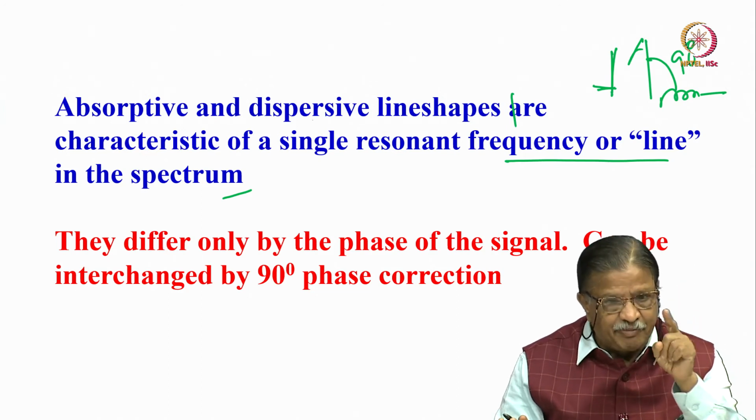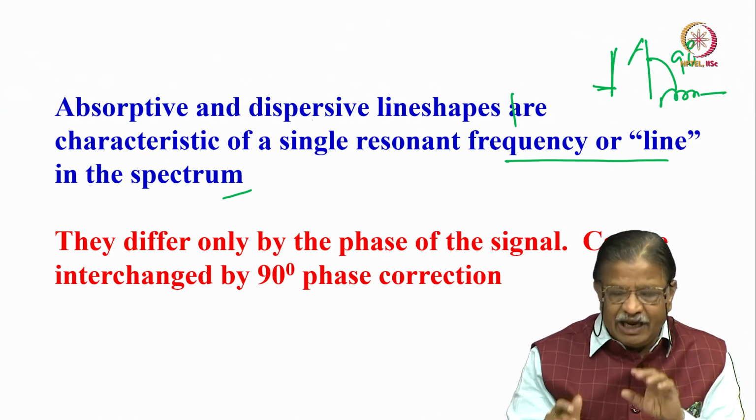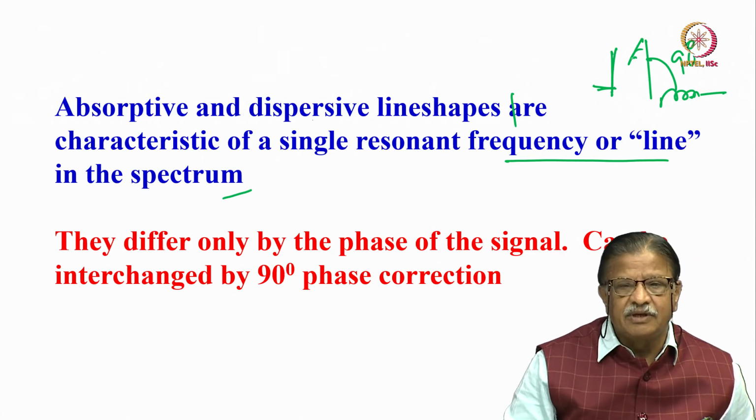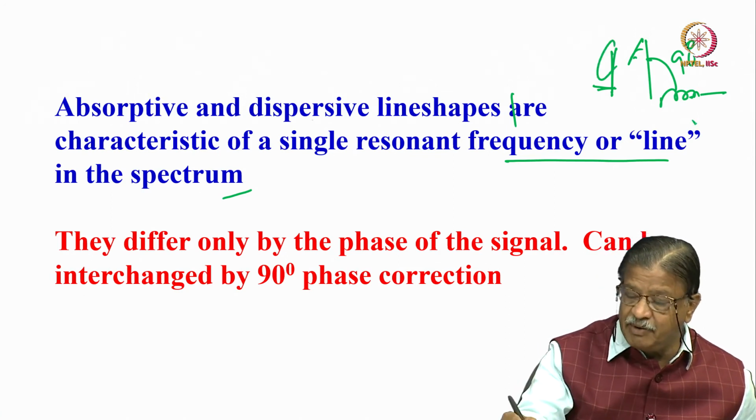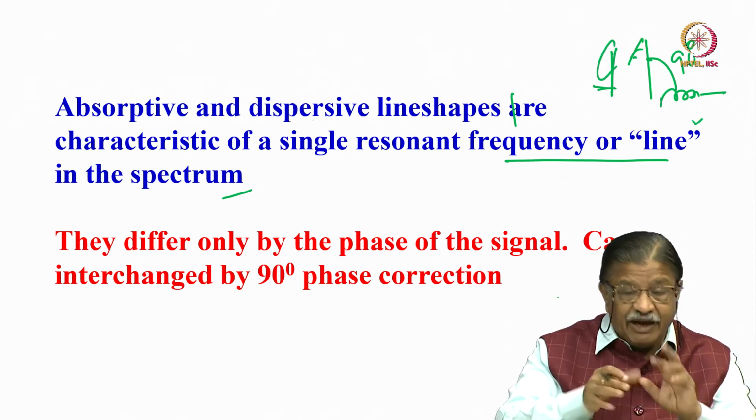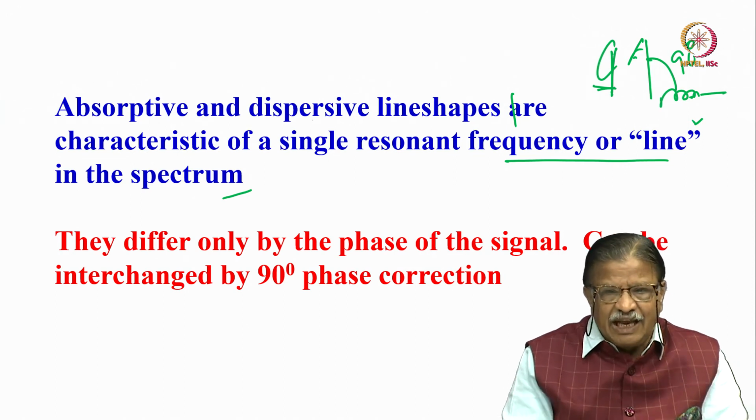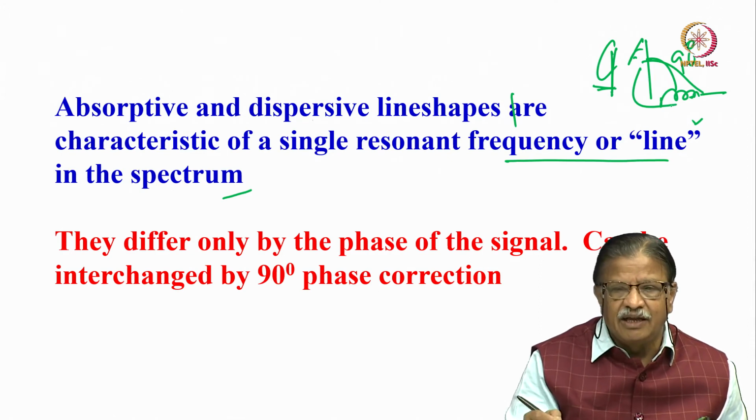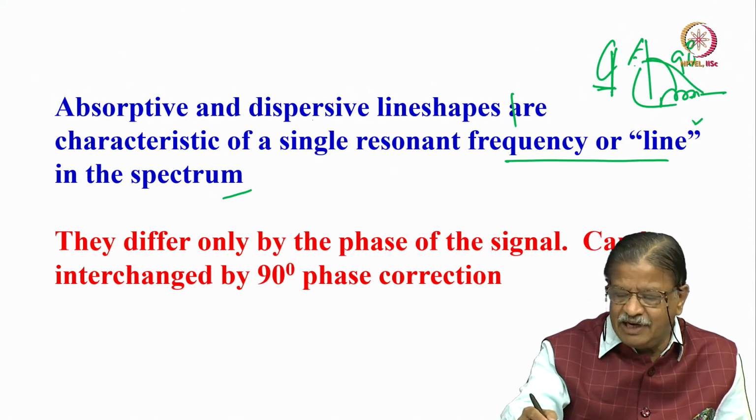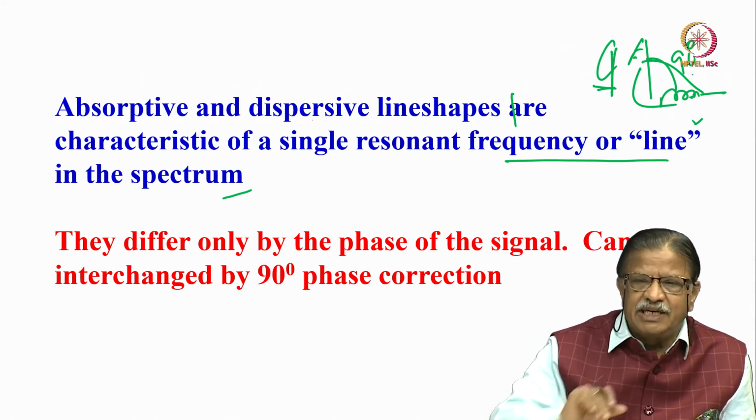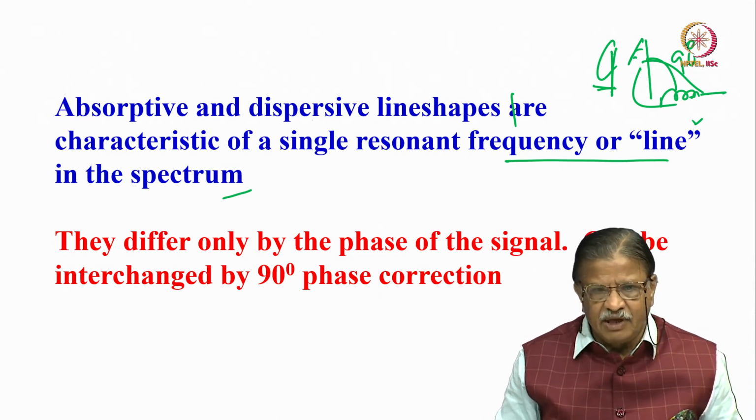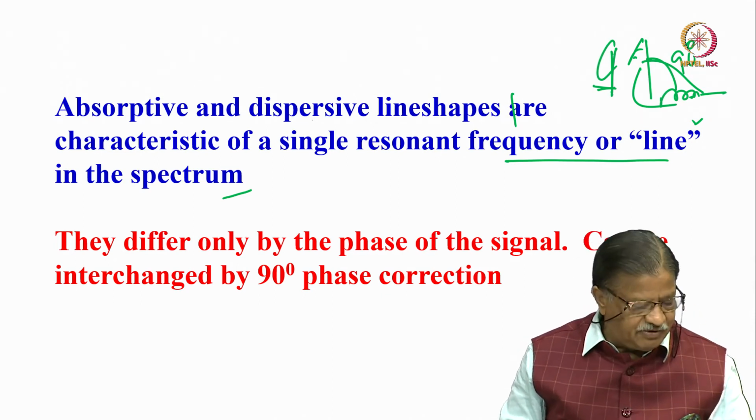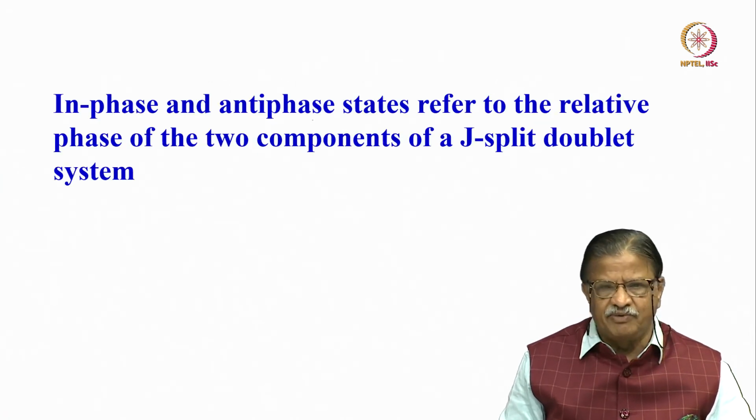It corresponds to a single peak. They differ by signal. I can make this absorptive, and this imaginary dispersive. Either way I can do the phase correction. I may move this here and this here. I can make imaginary as real, real as imaginary just by changing the phase. So, in the case of absorptive and dispersive, phase correction is possible. You can make absorptive dispersive or dispersive absorptive.